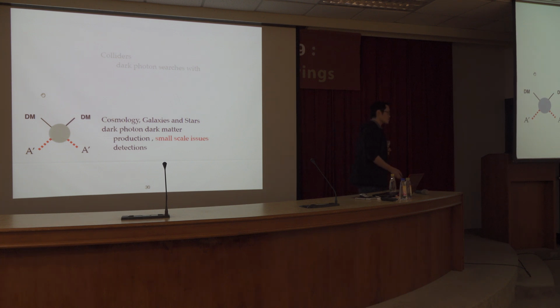Okay, I will completely switch here, talking about dark photon dark matter. Before, I was talking about MeV, GeV dark matter, dark photon. Right now I'm talking about something like 10 to the minus 22 eV. As I said, this covers production in the early universe, small-scale structure issues in the galaxy, and also possible detection in the stars, the sun.